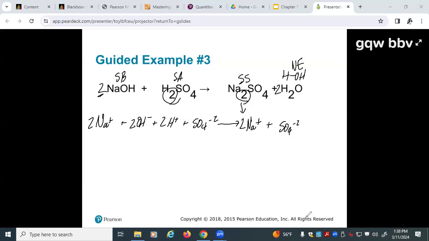What do I do with non-electrolytes? Well, since they're not electrolytes, remember electrolytes are ions, they split apart. Since it's not an electrolyte, it stays together. So those two water molecules stay together. There's my ionic equation.